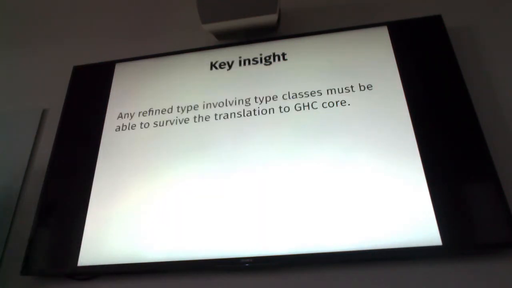So, okay, back to refinement types. What does this have to do with anything? Well, it turns out people are going to be writing refinements over things involving dictionaries, but there's a bit of trickiness here because Liquid Haskell internally operates on GHC Core, but the refinement types you write are expressed using something closer to surface syntax. So we have to find some way to translate the former to the latter. So in other words, any refinement type you write has to be able to survive being compiled to Core.